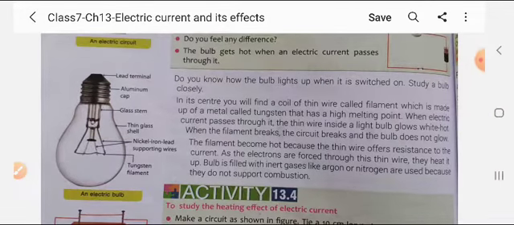The filament becomes hot because the thin wire offers resistance. As this thin wire offers resistance, it holds the electric current for a long time in this wire.